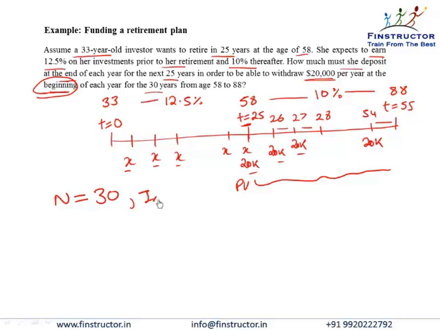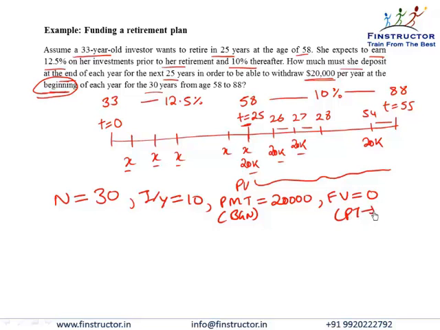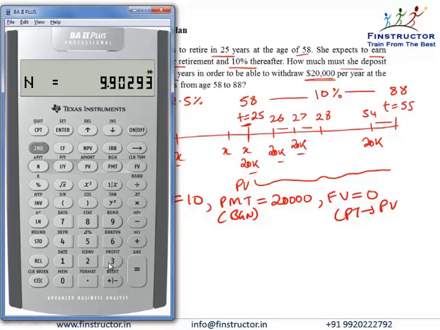The interest rate is given to be 10% in this period. The payments that she wants to withdraw are 20,000. But please note, these payments are at the beginning of the year, so we need to tell the calculator that. And she doesn't want to leave a bequest, so the future value is 0, and we can compute PV. So we need to save for 30 years. The rate of interest is 10%. Ignore PV, we want to calculate that.